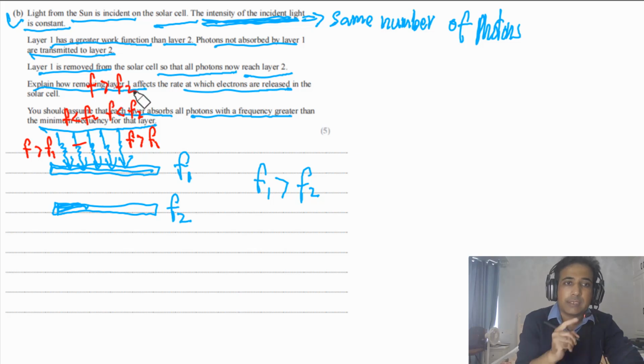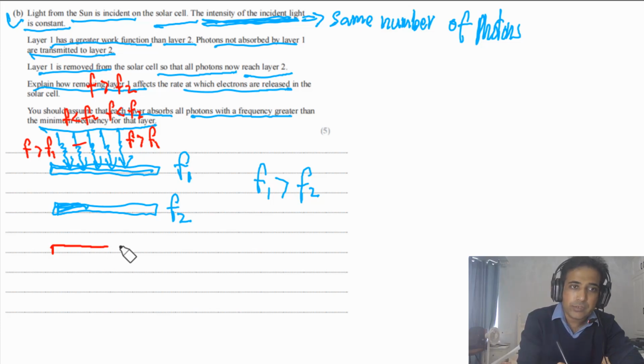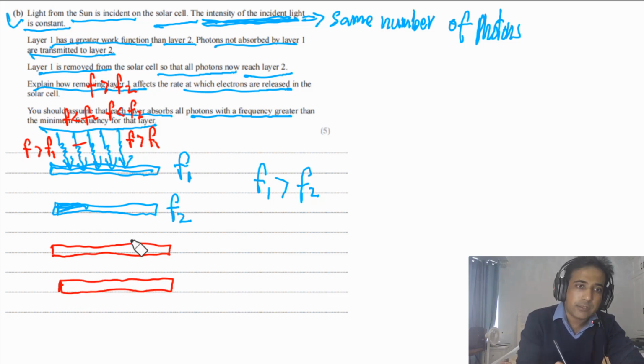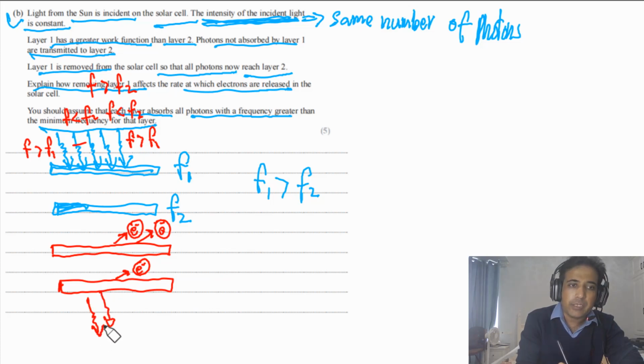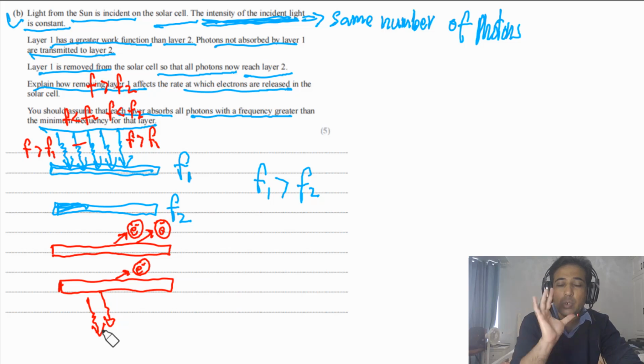So in this case, let's redraw this situation again for better understanding. What is happening here? We can redraw this scenario when we have two layers. From this surface, two photoelectrons will be emitted. And from this surface, only one photoelectron will be emitted, and the remaining two photons will just pass through, so they will not be absorbed. So only three electrons are emitted.